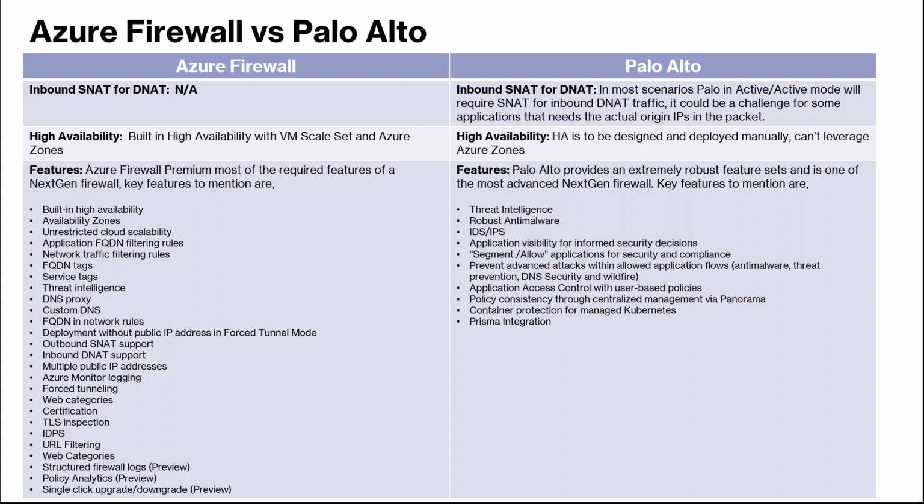The only other thing that I think I forgot to mention here, as far as real-time monitoring is concerned, I feel Palo Alto is way ahead. Microsoft has to do a lot of work to get to that level of monitoring, right? Basically, they have new structured firewall logs. It gives you good information. We have policy analytics. We have a single-click upgrade and downgrade. They are in preview mode right now. But this is the area where I think Palo Alto is way more ahead.